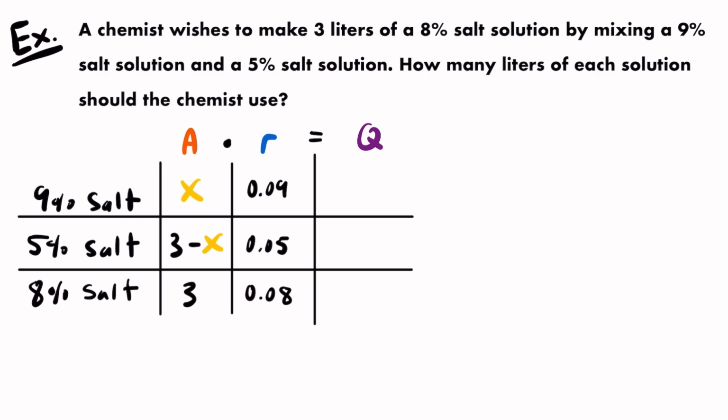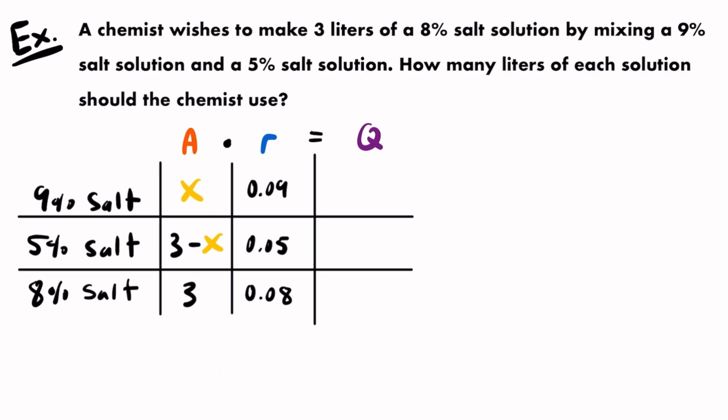Okay, and the way that you can check to make sure that you set this up correctly is if these 2 amounts added together equal this amount. And if you write out x plus 3 minus x, x and negative x would cancel out, they would add to become 0, and so you'd just be left with 3, which is the amount of that 8% salt. All right, so this is equal to 3, so that checks out. We know that we set this column up correctly.